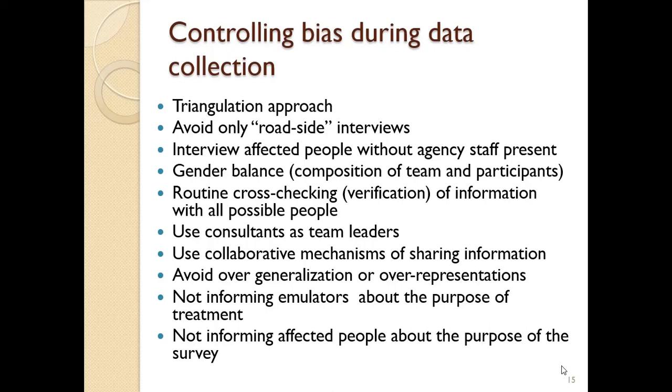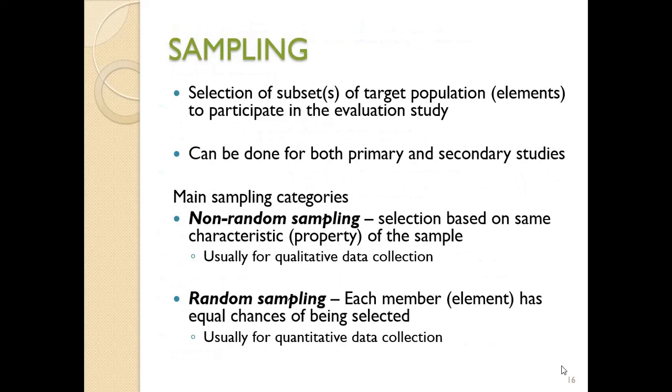So, not to be biased, you look at the composition of the team and participants. You do routine cross-checking to verify with the participants, and use consultants as team leaders so that you do not have biased leadership. You avoid generalizations and over-representation, especially where you have used experimental designs, because in that case only one category is receiving. If you overgeneralize when scaling such an intervention, it might become a problem, because we tend to avoid the one-size-fits-all aspect. You can also control bias by not informing the evaluators about the purpose of the treatment, because otherwise they might also be biased themselves. All those are measures to control bias.